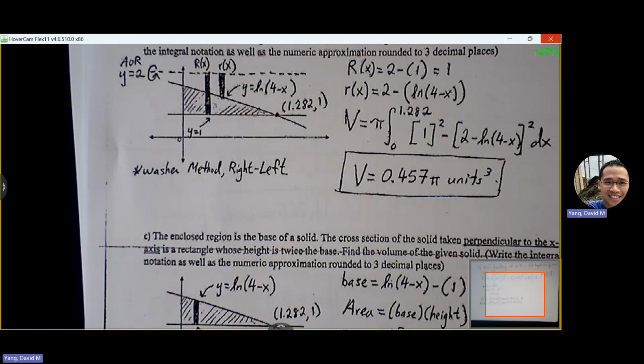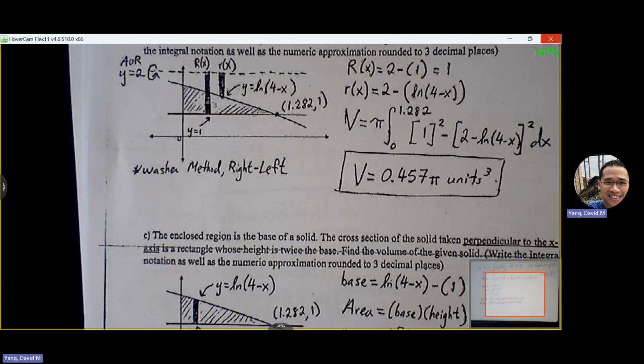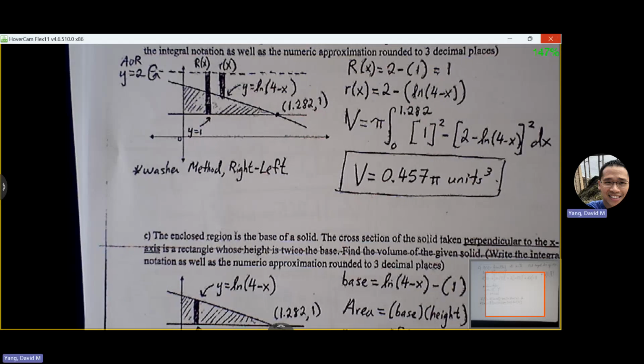A and B are rotation based. So, we have to decide whether to use disk or washer methods. See if you can decide by looking at the axis of revolution in relation to your shaded region. Look at how they're interacting to decide whether we're going to be using disk method or washer method.